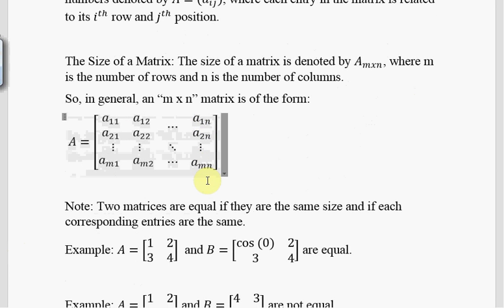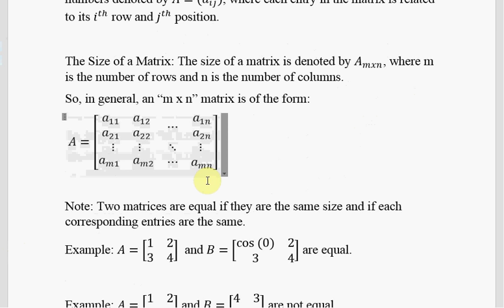Two matrices are said to be equal if, first, they have the same size, and then the corresponding entries in the matrix are the same. Sometimes the entries could be written a little bit differently, but they still could be equal. So in this first example, A and B are equal because they have the same size. What would you call this size for matrix A? A 2 by 2, right? 2 rows, 2 columns, and the same size for B. And we know that cosine of 0 is 1, so these two matrices are equal.